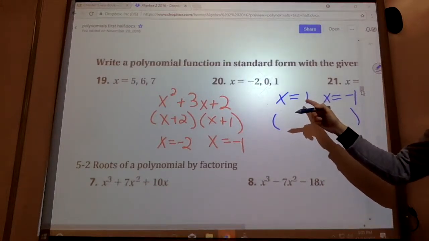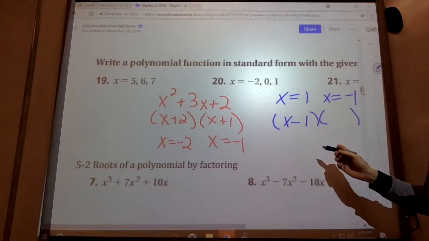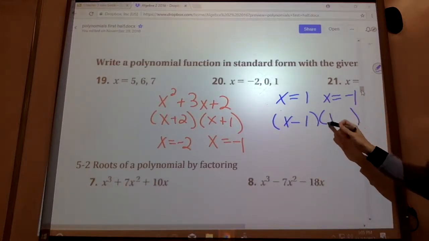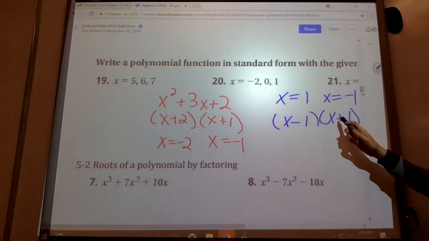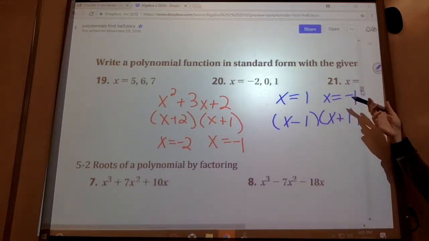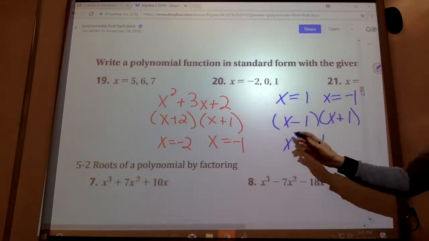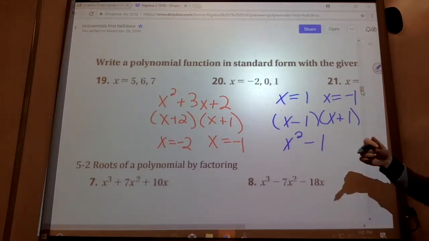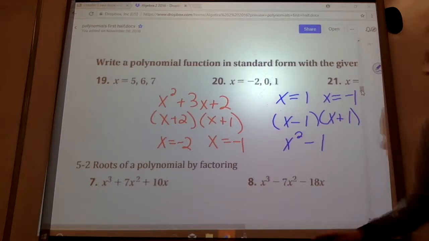Right, if positive 1 is a root, then I must have had x minus 1 as a factor. And if negative 1 was a root, then x plus 1 would have been a factor, right? Because I would have thought, what plus 1 gives me 0? Negative 1. And then I can multiply that and get the polynomial. So we're doing that only with more than just 2 roots. We're doing cubic or quartic functions.